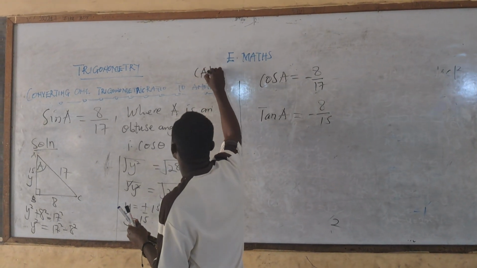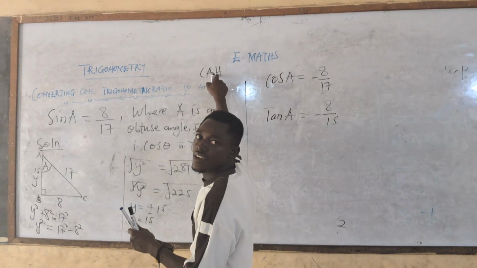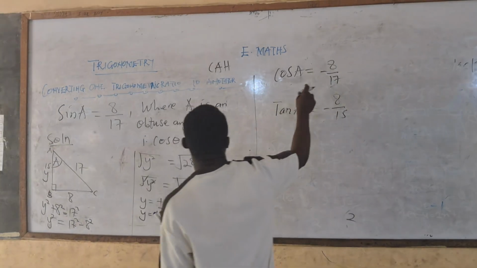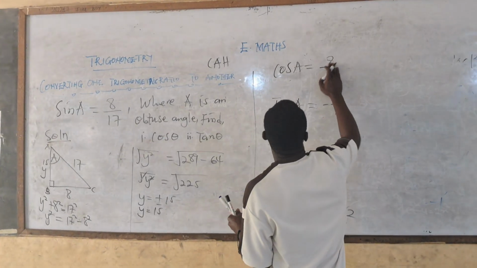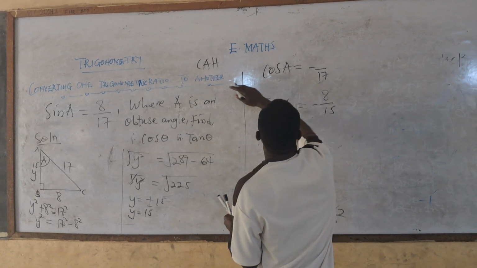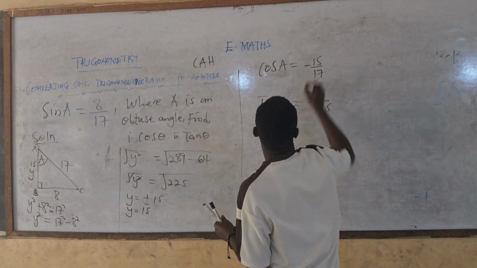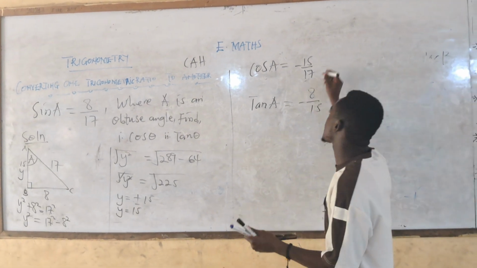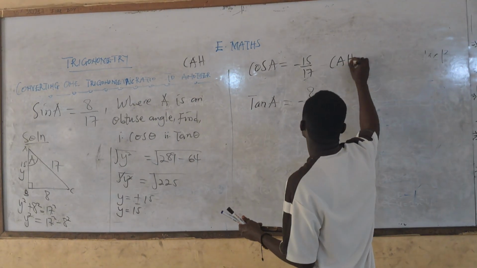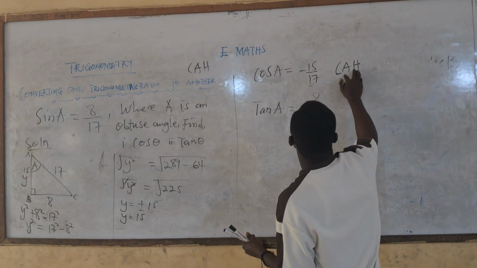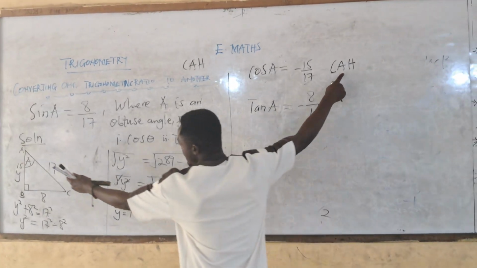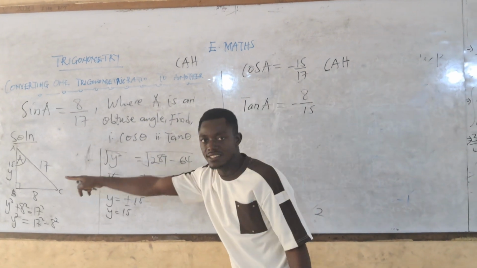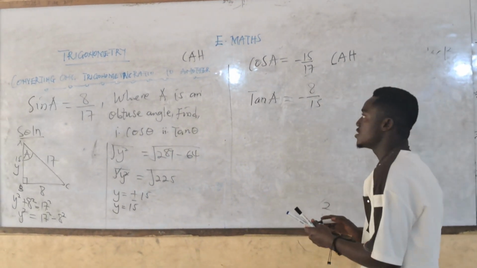As we are depending on this, which is adjacent by hypotenuse, meaning cos is what? Adjacent over hypotenuse. So this one rather is 15 over 17. So cos is equal to adjacent. Our adjacent here is what? 15 over what? Hypotenuse, which is what? 17. So that's it.